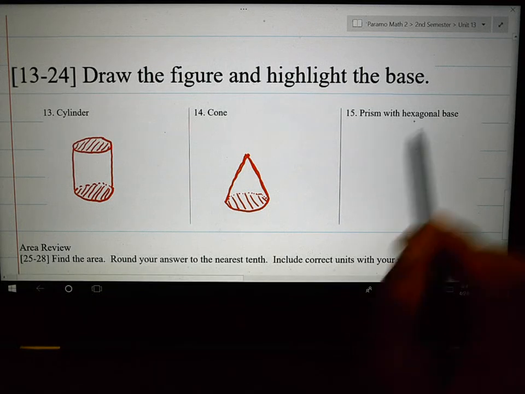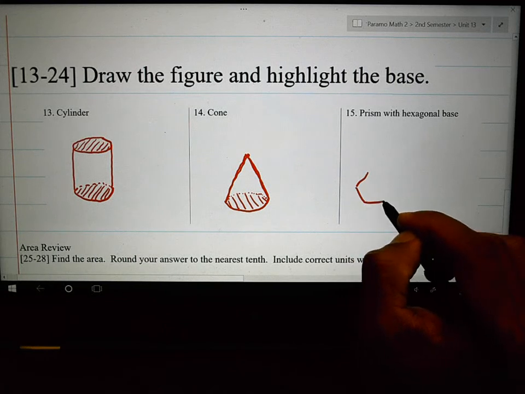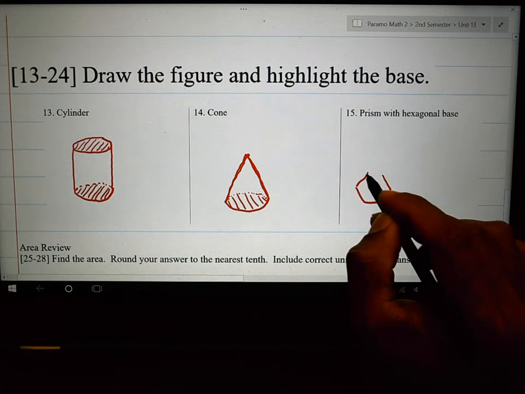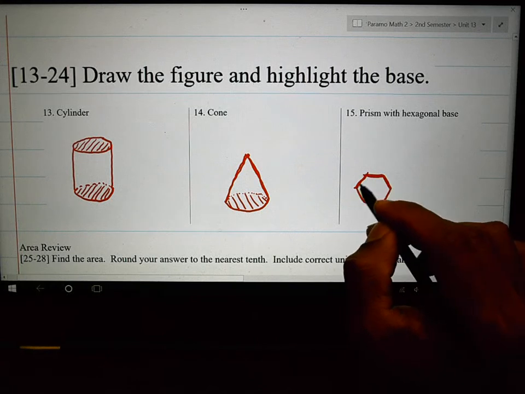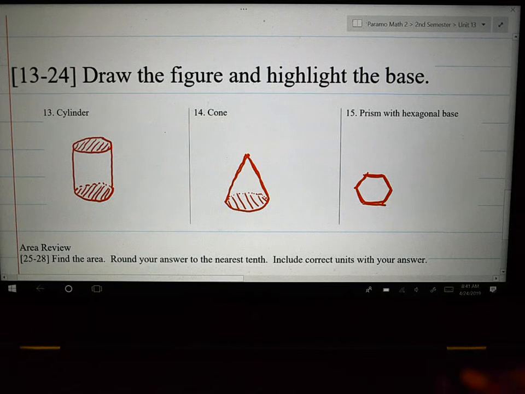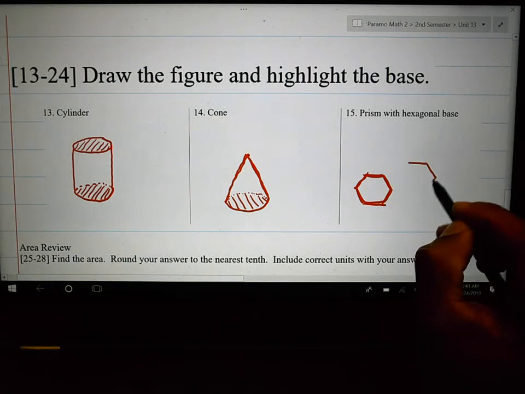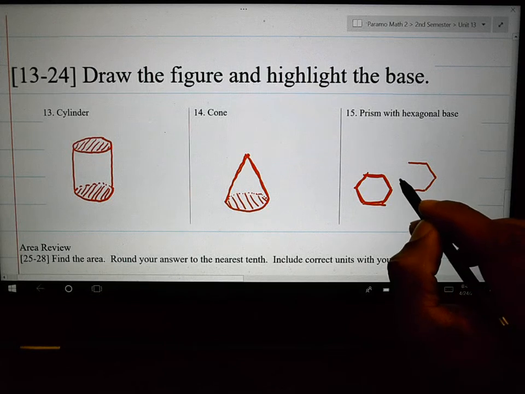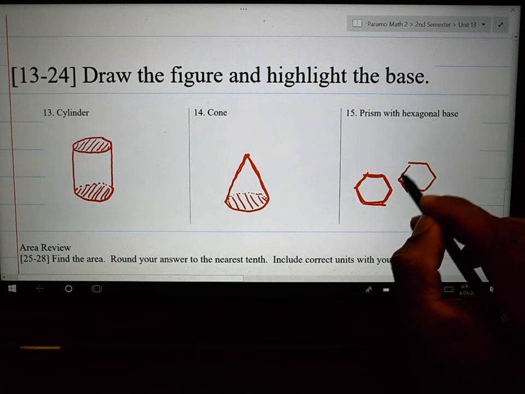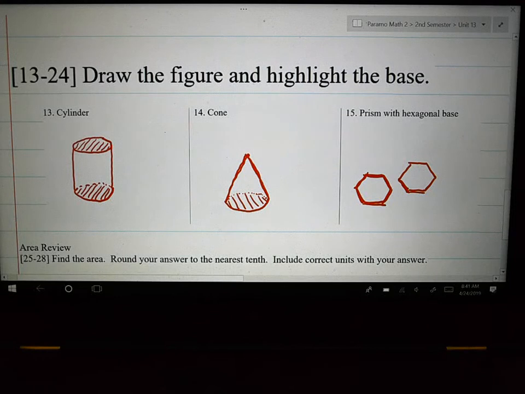A prism with a hexagonal base. Well, what's a hexagon? A hexagon has 6 sides. It's like a pencil. So a lot of times I'll draw the hexagon first. And because those are the bases, I usually will draw 2 of them sort of spread out from each other. Try to make them the exact same size. Hexagon, hexagon.